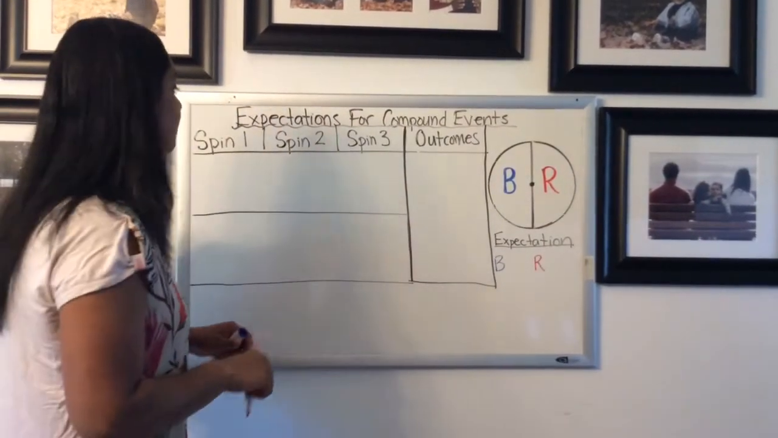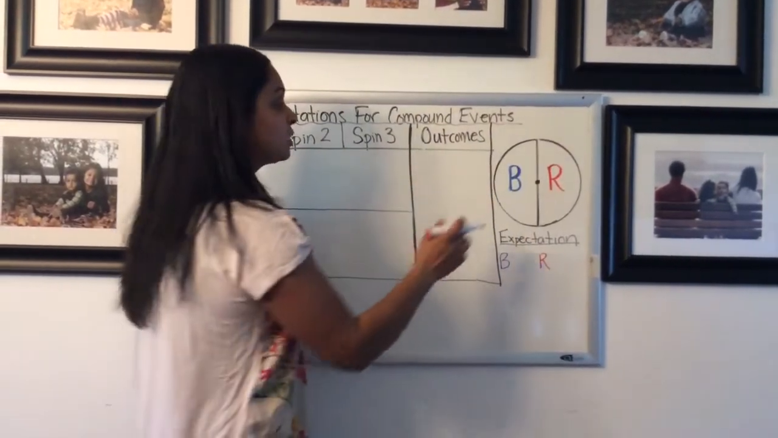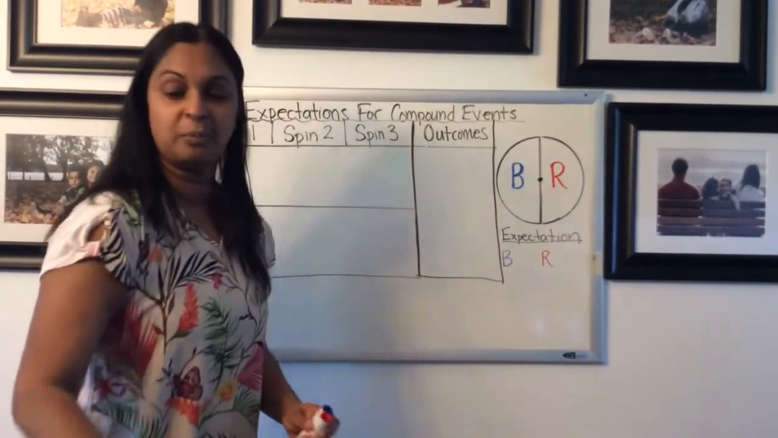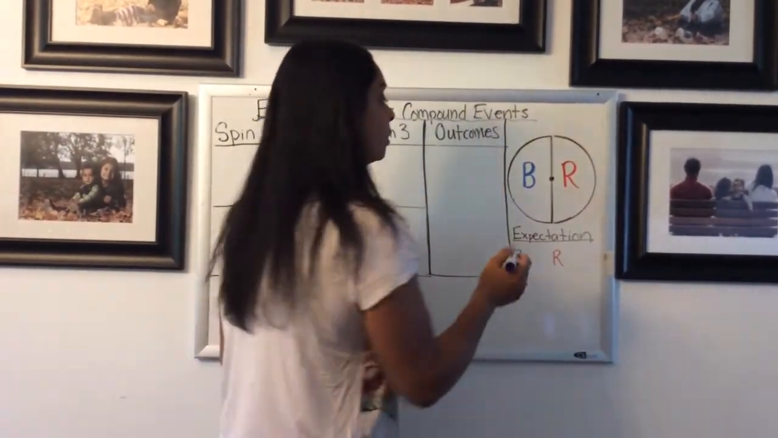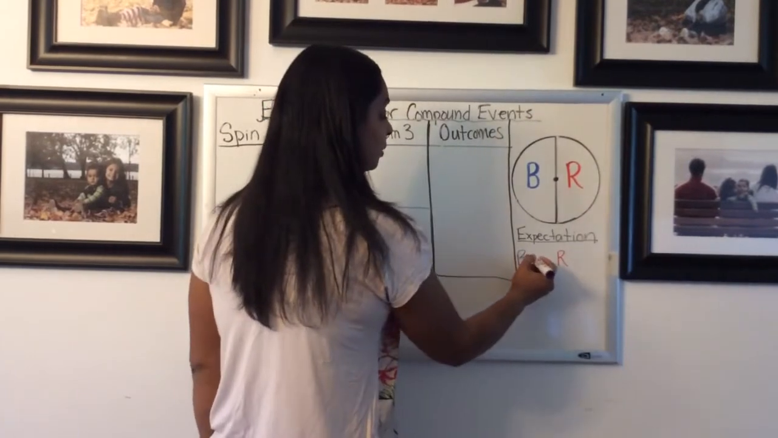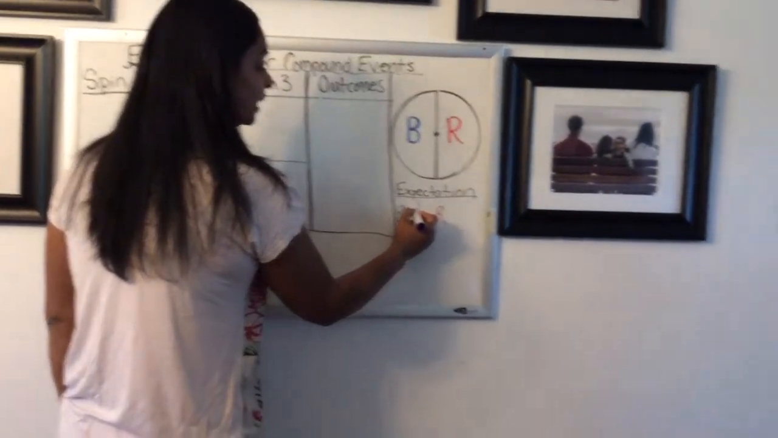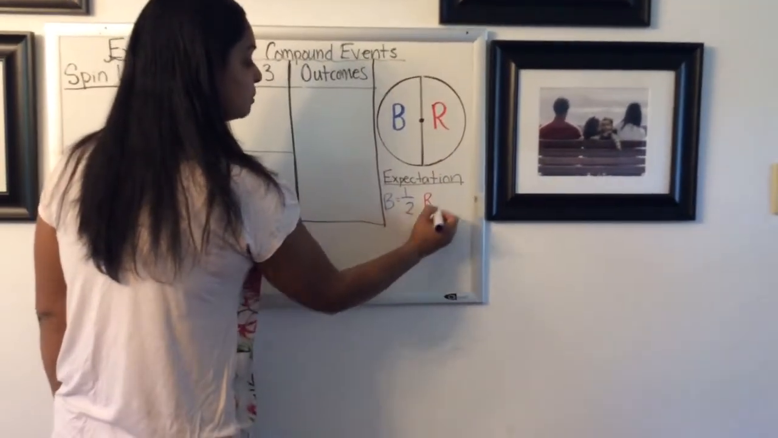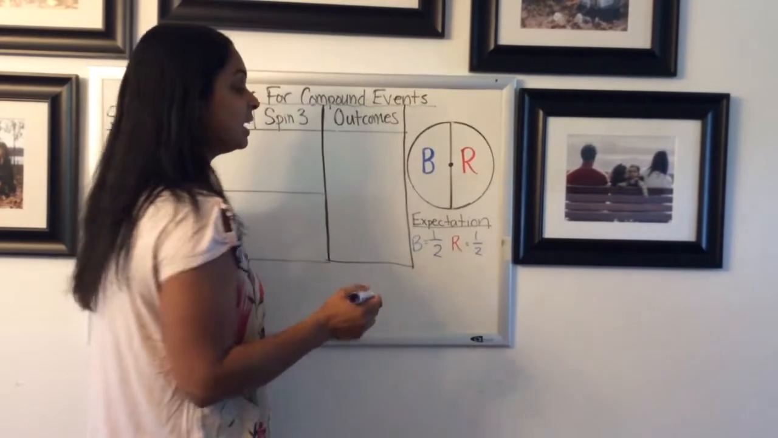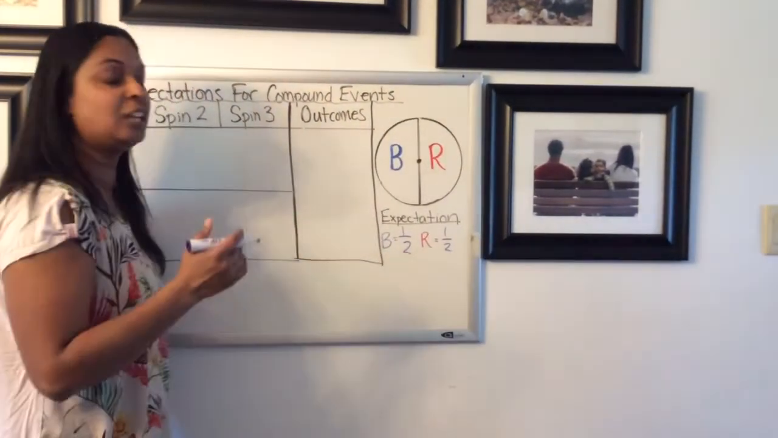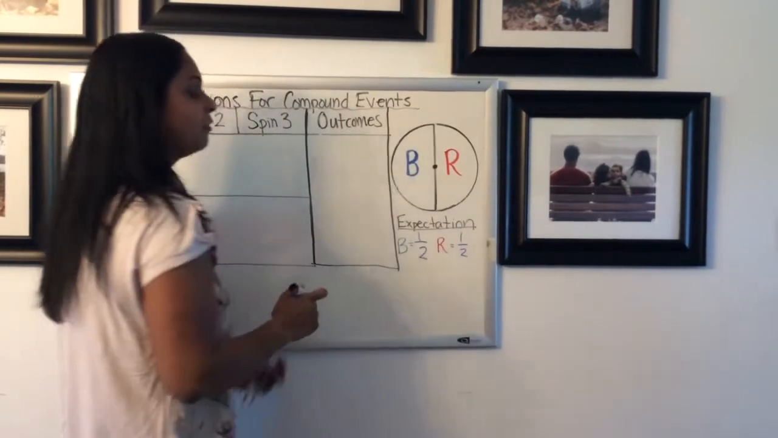So I'll do an example with you using a spinner, and this spinner just has 2 parts, blue and red. So if we were going to figure out a probability for how many times we might land on blue or red, we can see that blue is 1 out of the 2 parts of the spinner, and the red is 1 out of 2 parts of the spinner. So we would say that landing on blue or red is equally likely. Okay, and the probability is about 1/2 for each.